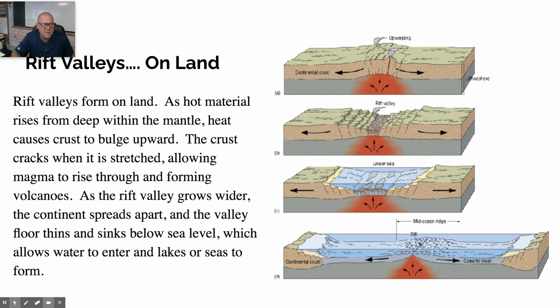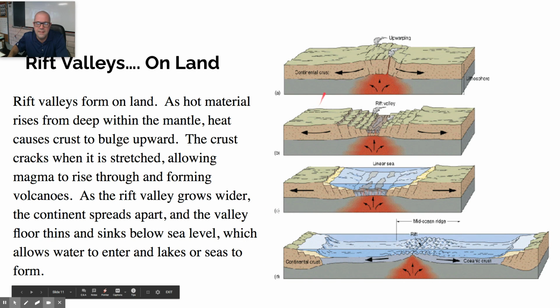It sounds like a complicated process, but it's really not. We can break it down into four steps, and you're seeing them right here. Step A in rift valley formation is you get magma, hot material rising from deep within the mantle, and that heat is going to cause the crust to bulge. We call that upwarping.